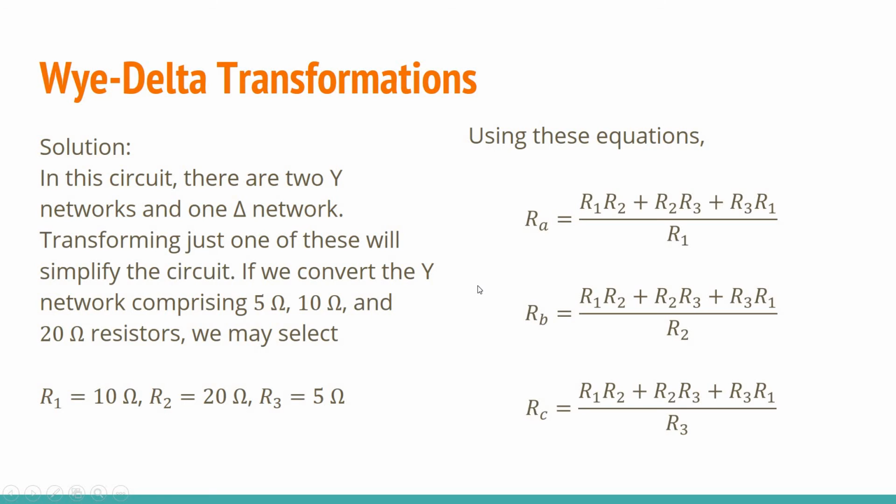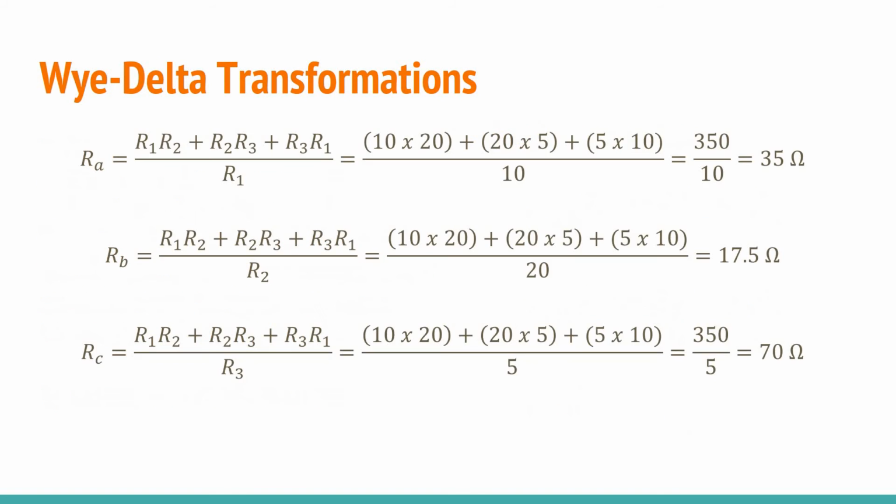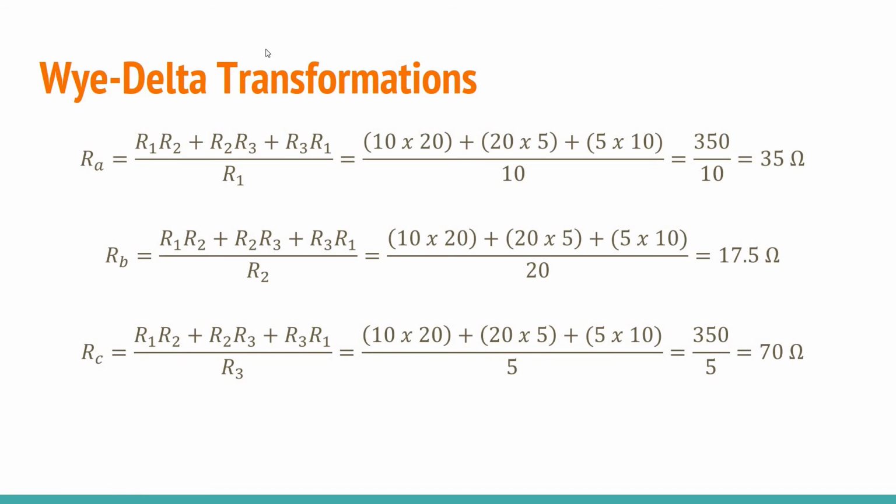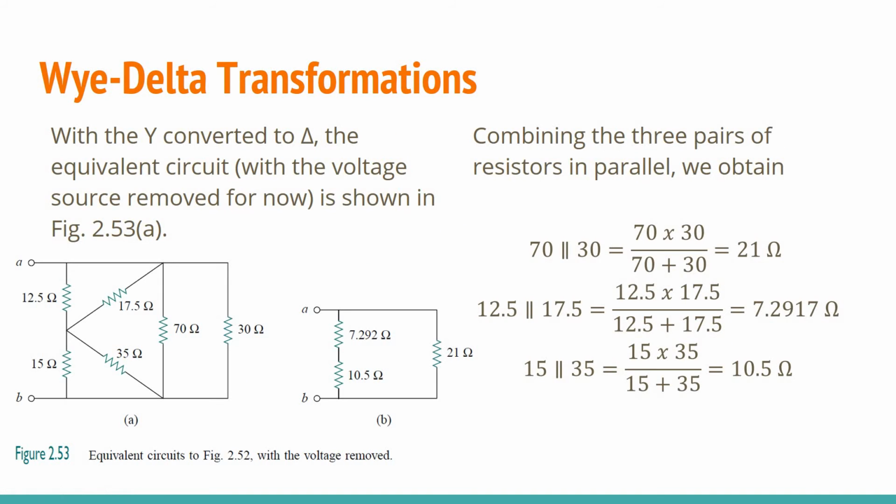So, the Y used is the 10 ohm, 20 ohms, and 5 ohms. Of course, you identify which is R1, R2, and R3. Okay, and then plug in values. Once you have identified them, R1 is 10 ohms, R2 is 20 ohms, R3 is 5 ohms. So you have the given R1, R2, and R3, and plug in values right away. So, RA is equal to 35 ohms. RB is 17.5 ohms. RC is equal to 70 ohms. Okay, so it's easy, just plug in values.